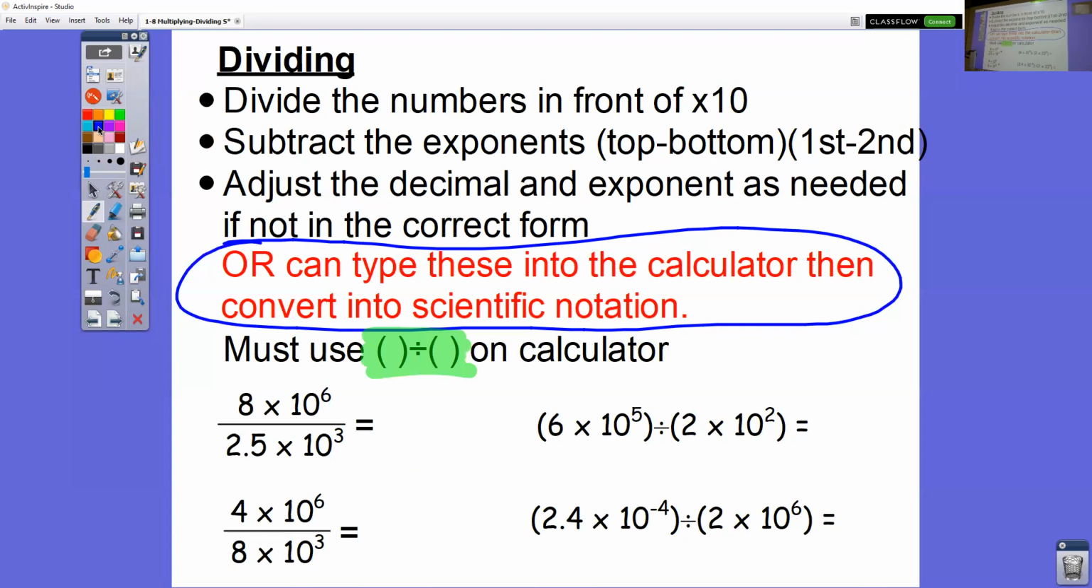Now, they will try and trick you. There's two different ways to do dividing questions. You might see it written vertically like these first two are, or you might see it written horizontally like these two are.